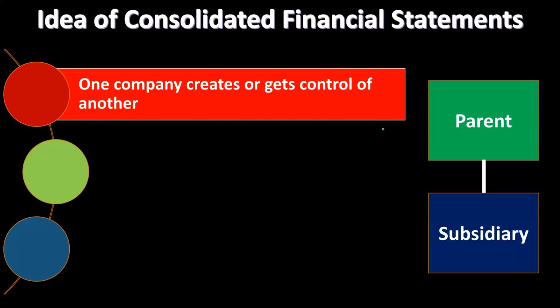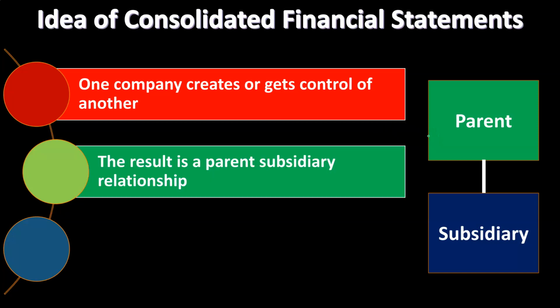Why do that? So one company creates or gets control of another company. That's going to be the scenario we have. So we have a parent-subsidiary relationship due to one company having control of another company. You could think of that, of course, in a stock situation, owning more than 51%. The result is a parent-subsidiary relationship. So if we just had the two entities, it would look something like this. We've got the parent and subsidiary, with the parent owning more than 51% of the subsidiary.